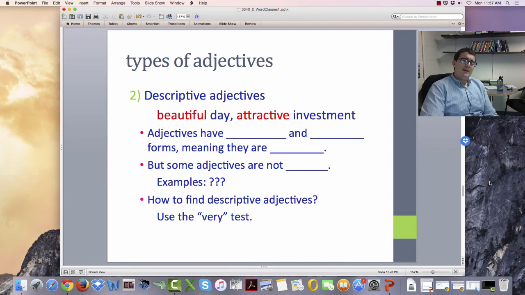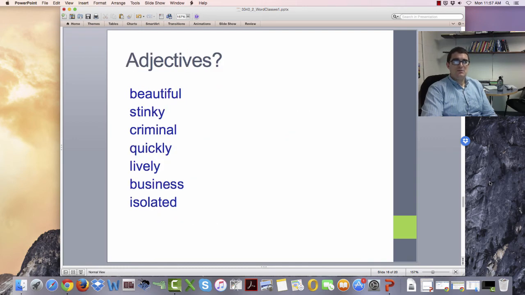How to find a descriptive adjective? If you can put very in front of the word, very beautiful, very attractive, very hot, very difficult, all of those then are descriptive adjectives. So are these words adjectives? Beautiful, stinky, criminal, quickly, lively, business, isolated?